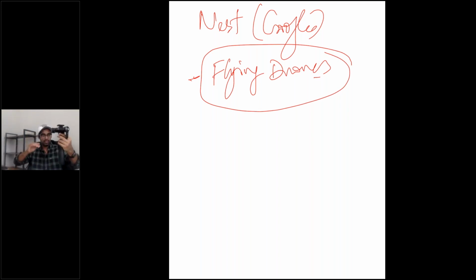It moves with me. When I sit, it goes down slowly. When I go up, it goes up. When I move here, all that thing it does. What is this? This is also an intelligence system, and same thing, it happens with the drone.